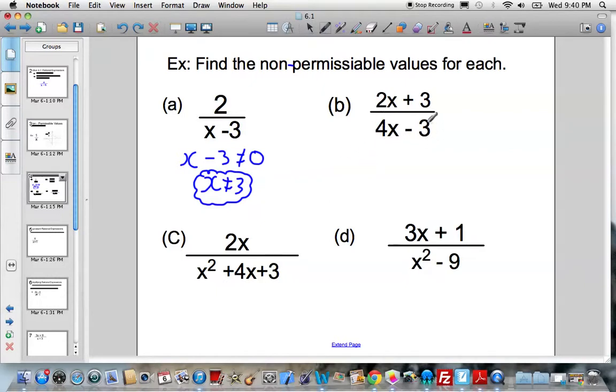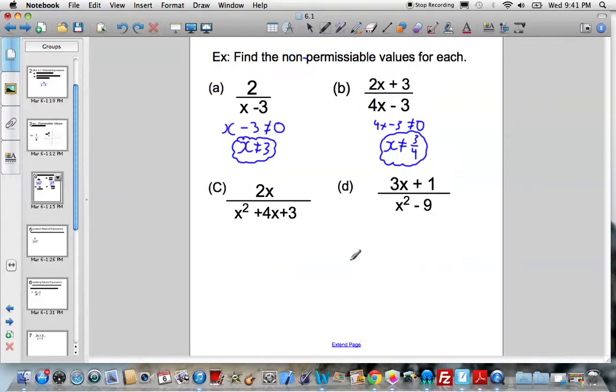Same thing here. 4x minus 3 cannot equal 0. So we take that 3 across to the other side and divide by 4. We're going to have a situation where x cannot equal 3 over 4. That's our non-permissible value right there. Those cases where you only have one non-permissible value are fairly straightforward.